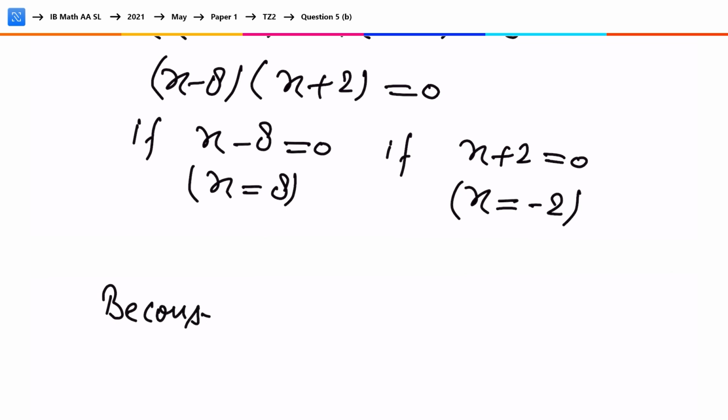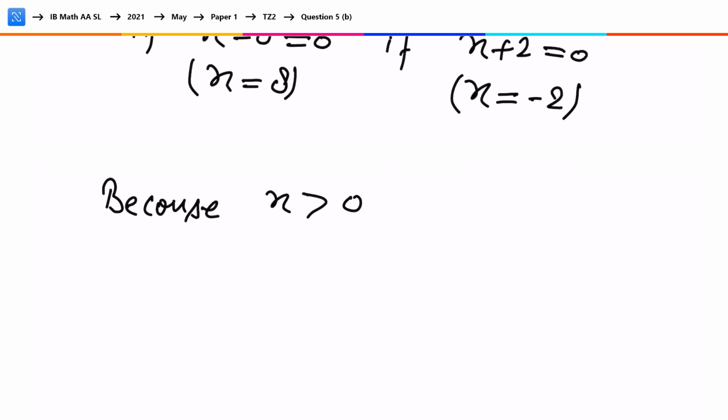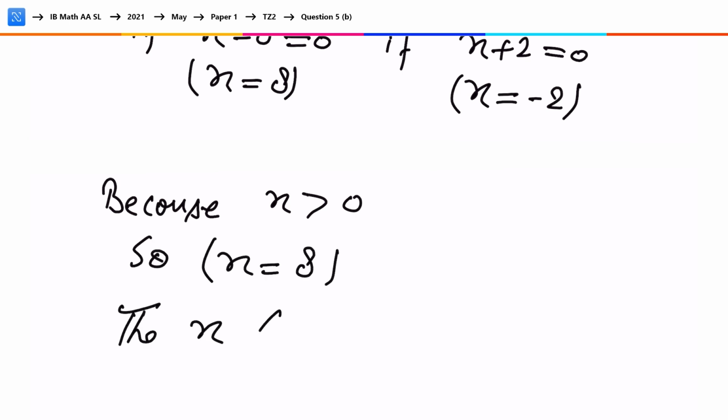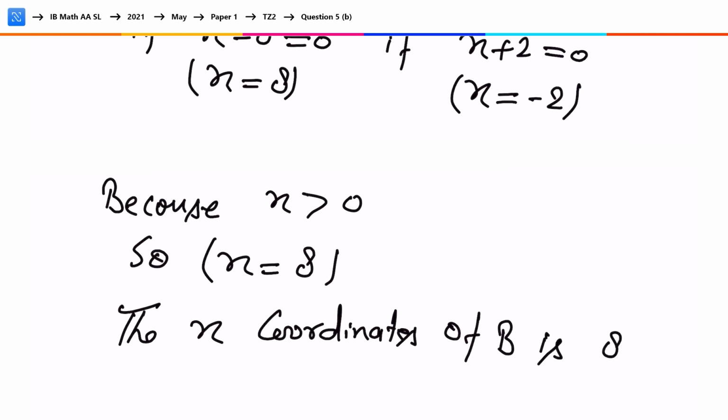Because x is greater than 0, we discard the negative value and are left with x is equal to 8. Thus, the x-coordinate of point B is 8. This is our final answer.